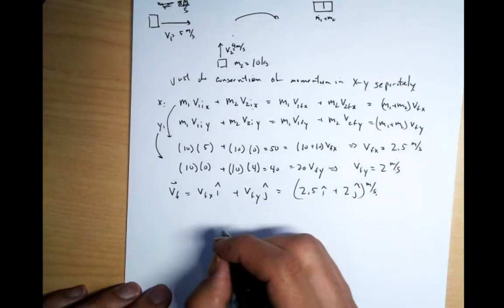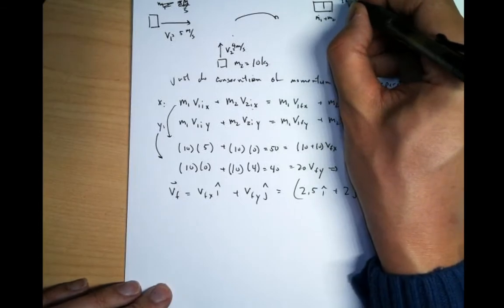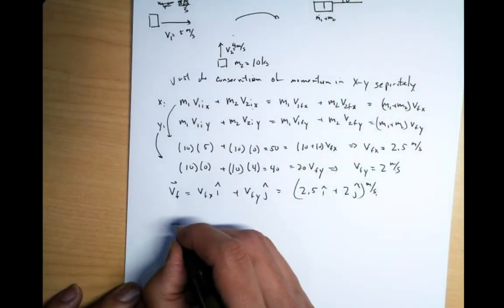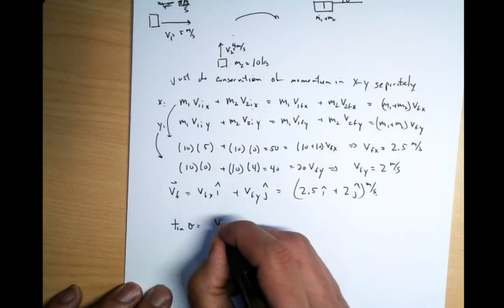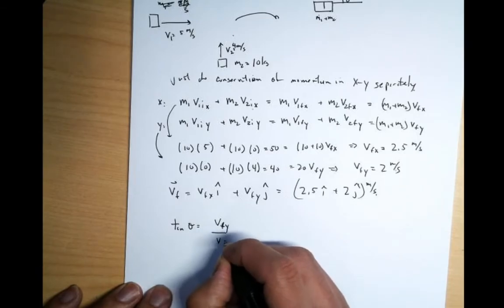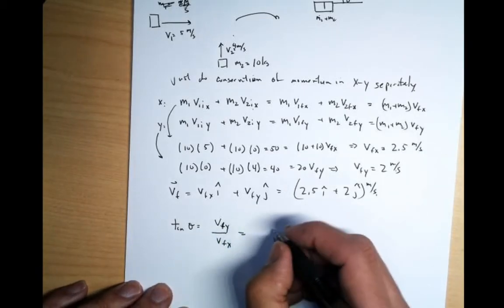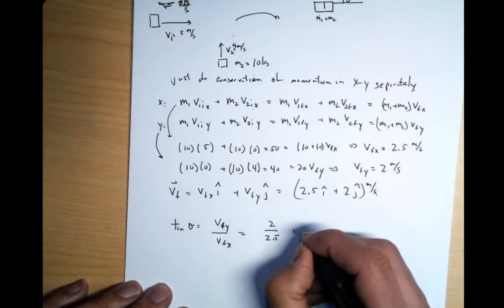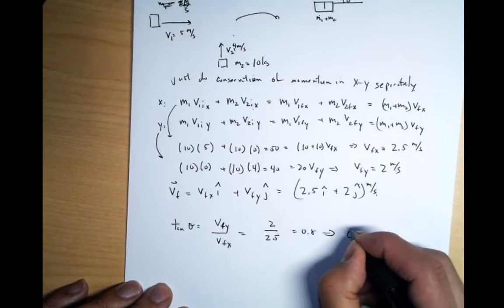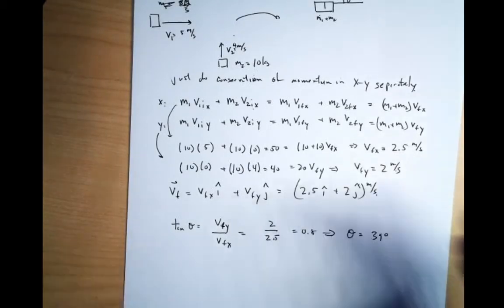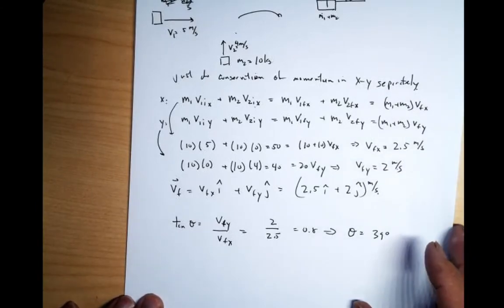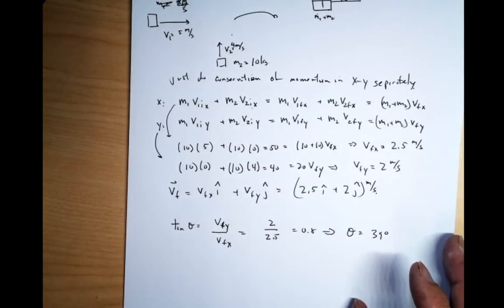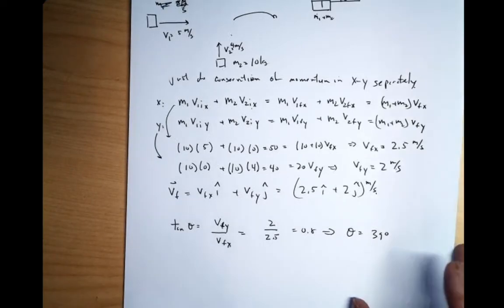All right. Now, you might ask, what's this angle that it goes off at? Well, that angle is the tangent of theta is equal to VFY over VFX. So that's just going to be 2 over 2.5, which is 0.8, which implies that theta is equal to about 39 degrees. So you can just do your trig and figure out it's actually about 39. Okay. So that's the first example.